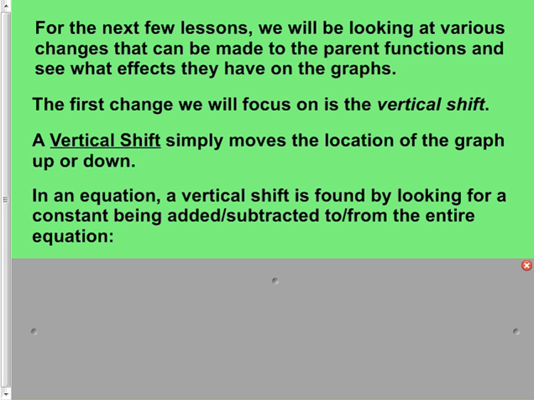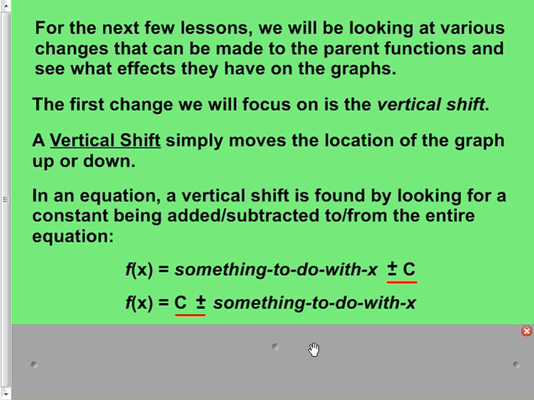constant that is being added or subtracted to or from the entire equation. Now that's going to be different from a constant being added or subtracted to particular parts of the equation, and we'll get into that in the next couple of days. But the vertical shift occurs from adding or subtracting a constant to the entire equation like this.